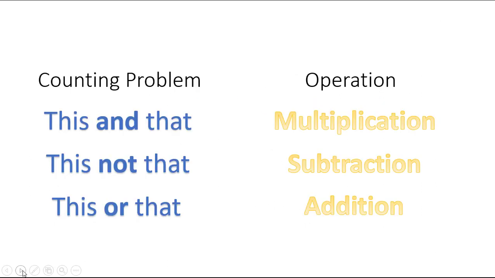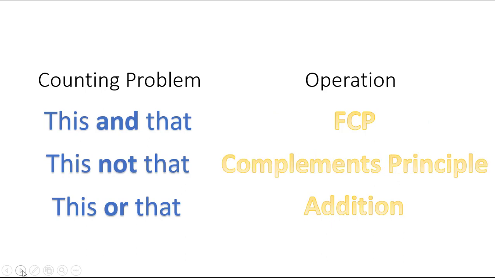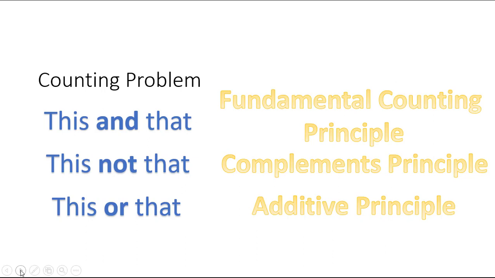So we saw that when we have a counting problem involving and, we use multiplication because we use the fundamental counting principle. When we have a problem involving not, then we use subtraction, and that's the complements principle. When we have a problem involving or, we use addition, which is the additive principle.